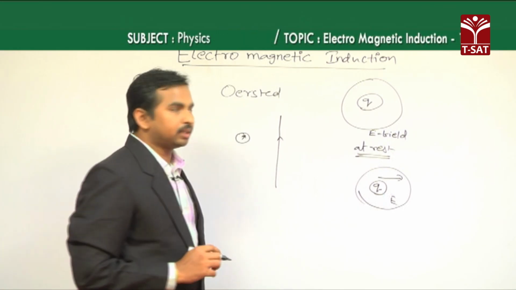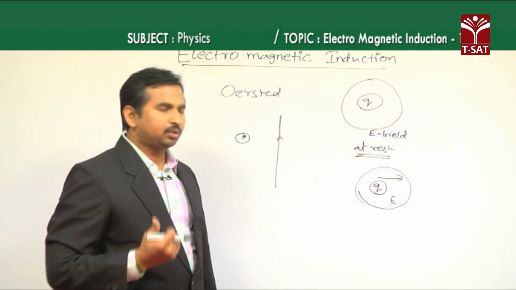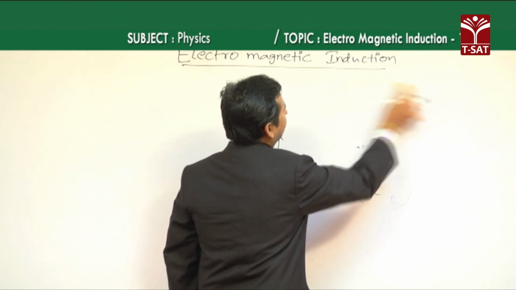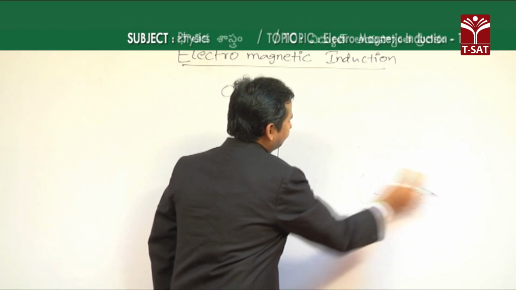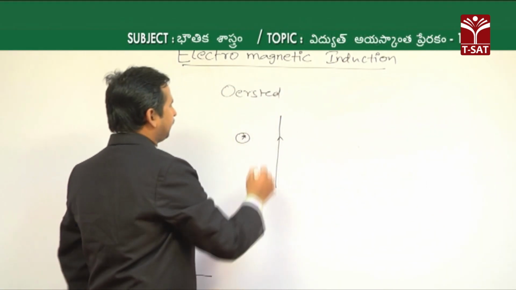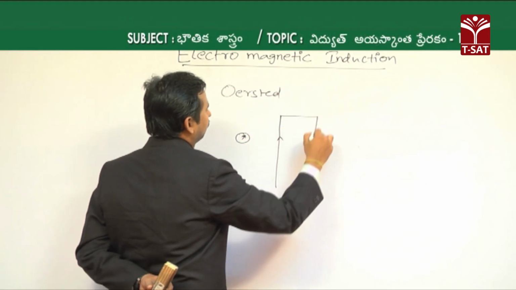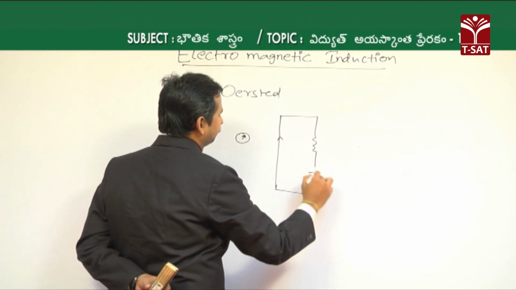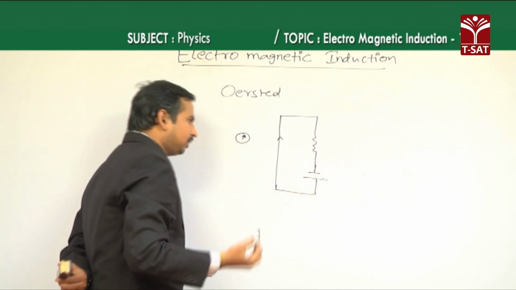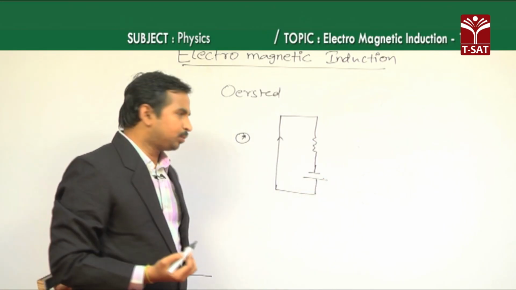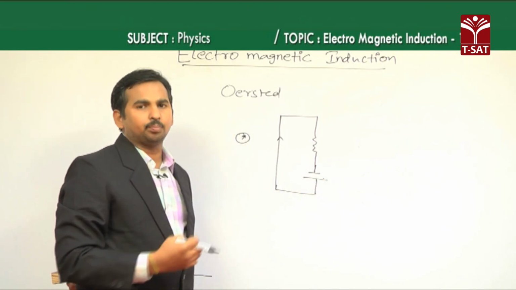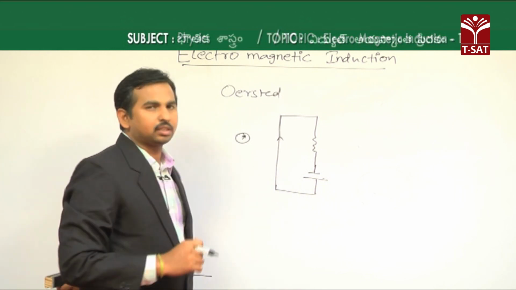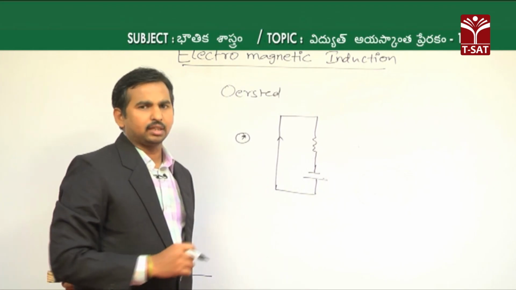This is what was discovered by Oersted. In his activity, he used a current carrying wire connected to a battery like this. What he observed is that whenever he put a magnetic compass near this current carrying wire, there was a deflection in the direction of the current.